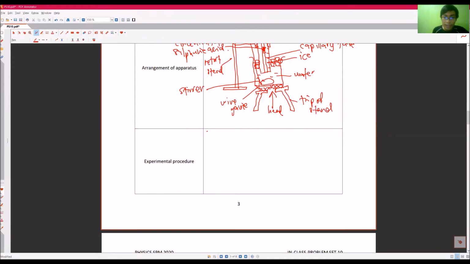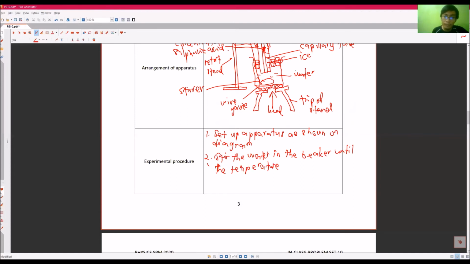Experimental procedure, like always. Number one, set up the apparatus and show it on the diagram. Number two, stir the water in the beaker until the temperature becomes 0 degrees Celsius. So we must start at zero. That's why we put the ice, so that we can start from zero. Okay, that is very important. That's the function of the ice.